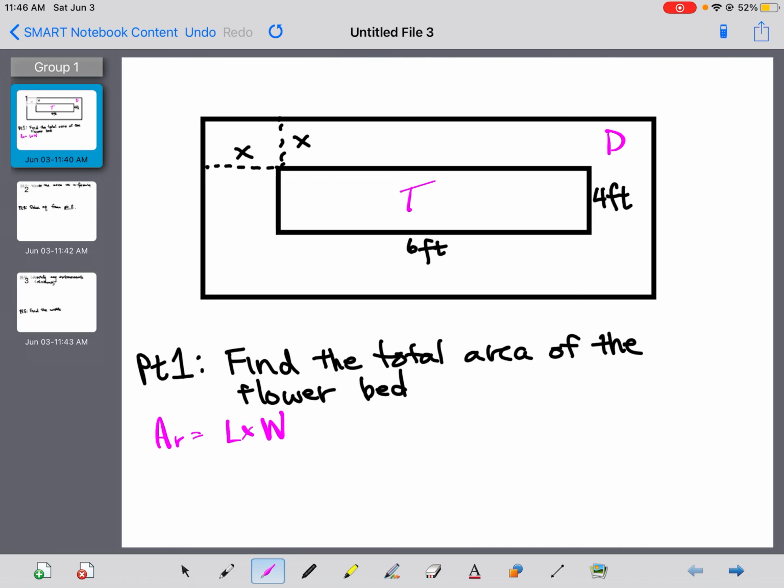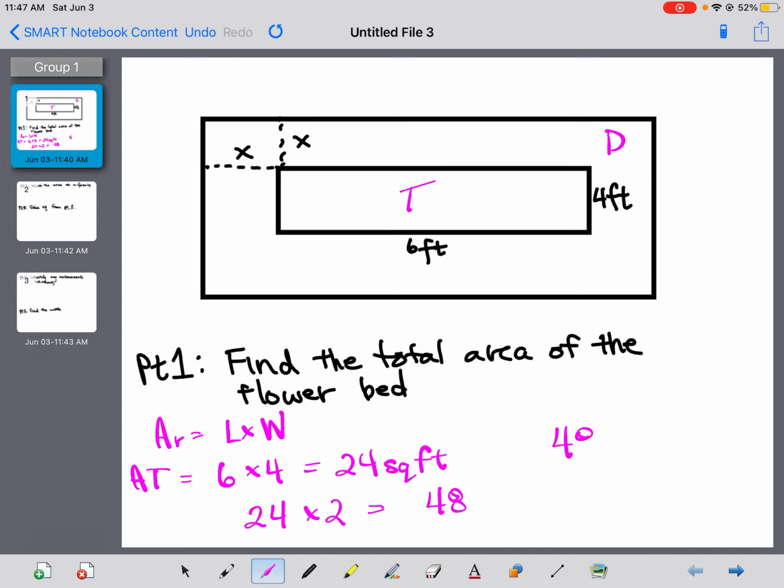I can see the area of the tulips. The area of the tulips is 6 times 4, so we have 24 square feet. That's the area of the tulips. But they're asking us for the total area of the flower bed. Since the daisies use that same area, we can just multiply by 2. So 24 times 2 is 48. The total area of the flower bed is 48 feet squared. Make sure you get the correct label there. That's all I'm looking for in Part 1.